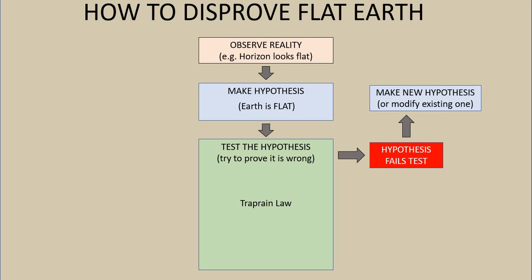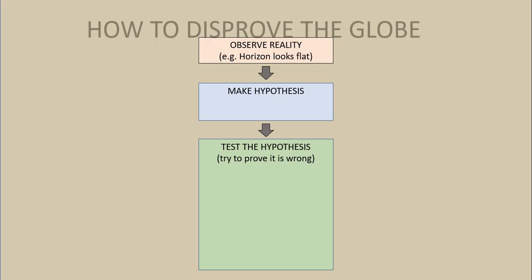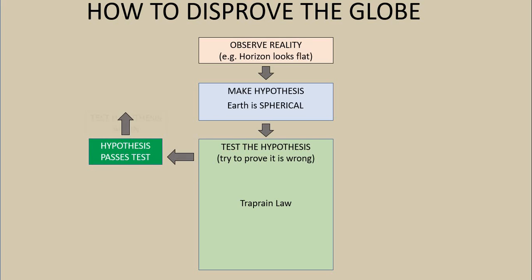So we must make a new hypothesis or modify the existing one. And this is where flat earthers are when just considering my Traprain Law observation. You have to modify your existing hypothesis of the flat Earth or make a completely new hypothesis. Now, most sensible people would now say, well, Earth is spherical as an option to changing the hypothesis. And the Traprain Law observation passes that test, as we have seen.